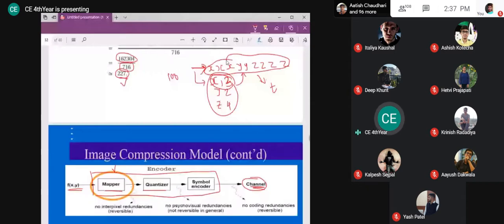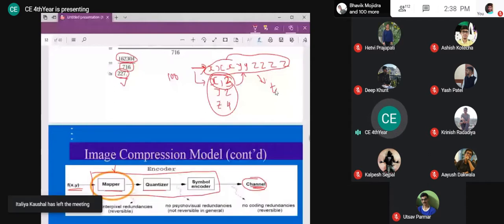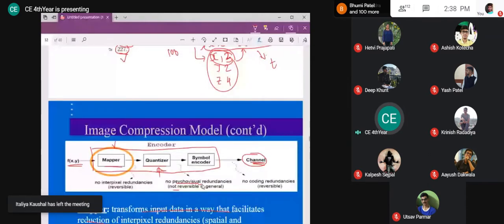But suppose three intensities 230, 231, and 232 are there, and I quantize them to 228. Now if 228 occurs, I will not know whether it was actually 228, 230, 231 or 232. I don't have any way to go back. So the quantizer is for removing irrelevant information, and that is an irreversible process. Psychovisual redundancy is the same as irrelevant information. This is another word for the same thing, right?